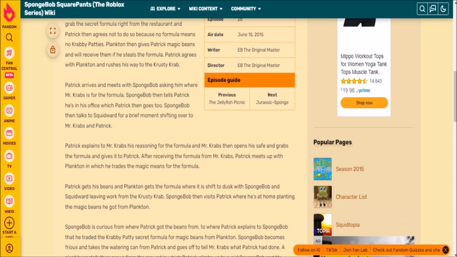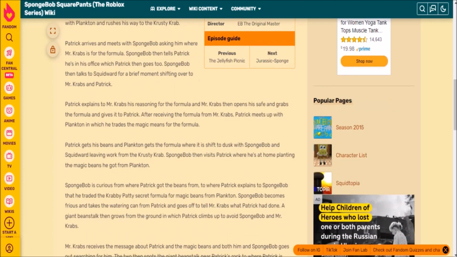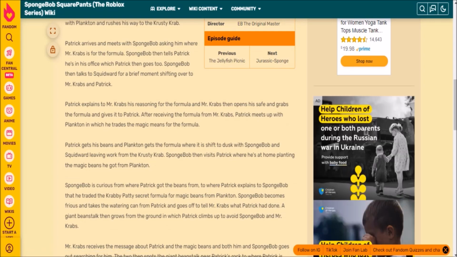Okay. SpongeBob then talks to Squidward for a brief moment, shifting over to Mr. Krabs and Patrick. Patrick explains to Mr. Krabs his reasoning for the formula, and Mr. Krabs then opens his safe and grabs the formula and gives it to Patrick. After receiving the formula from Mr. Krabs, Patrick meets up with Plankton, in which he trades him magic beans.